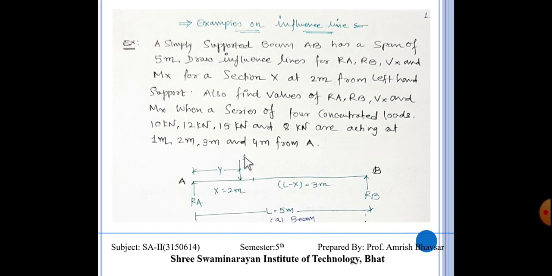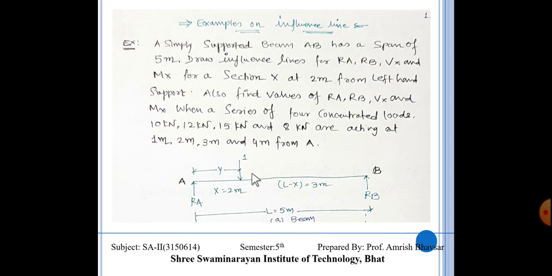For that, we have considered a moving unit load at some distance y from the left hand support. This is the AB span, and here x is equal to 2 meter, the point where we want to find the shear force and bending moment. That's why it is called x, Vx and Mx.